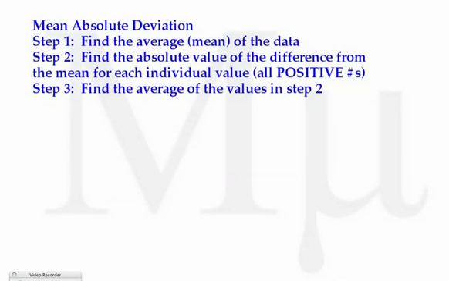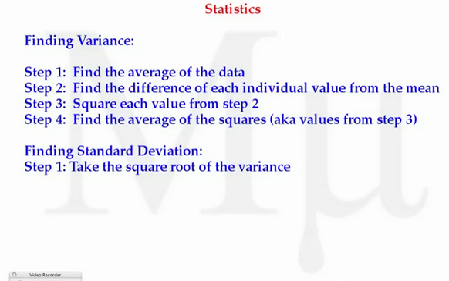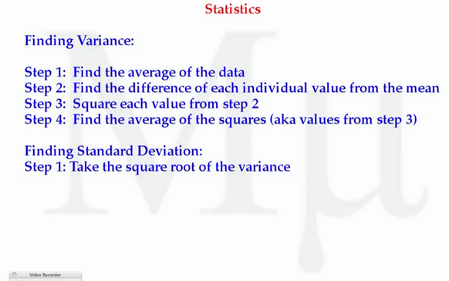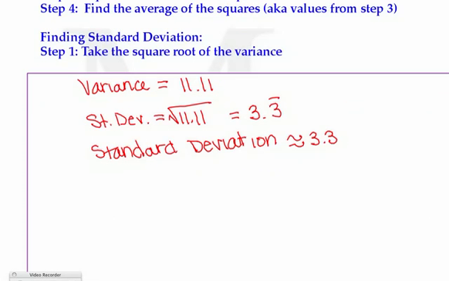So, let me go ahead and write all of our numbers out a second time. 2, 2, 4, 5, 5, 5, 9, 10, and 12. So once we have that, we know already from finding the variance previously that the average was 6.